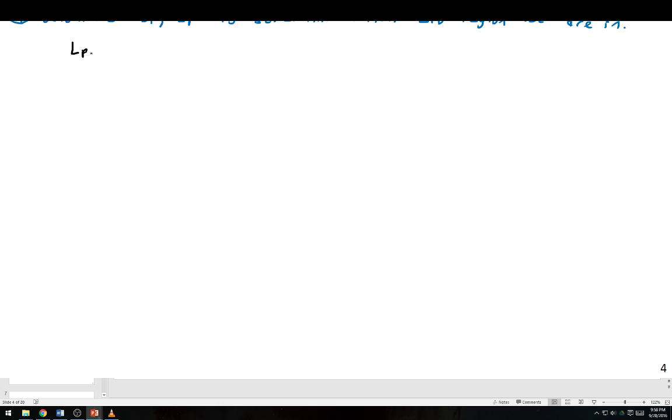So LP here, this is again equation F2-5, and LP is going to be equal to 1.76 times this ry times the square root of E over Fy.